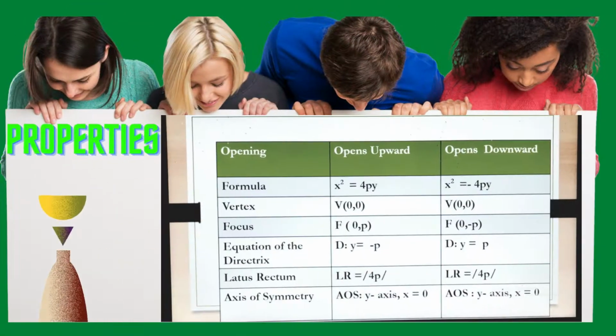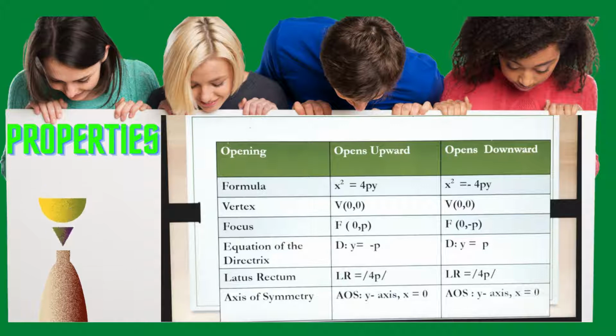Okay, so let us now discuss the properties of a parabola that opens upward and downward. Using the given table, if the formula is x squared equals 4py, the parabola opens up. If the formula is x squared equals -4py, we can say that the parabola opens downward. So again, let us use the given summarized table. For the table, the vertex is at the point of origin, the focus is at 0, p, directrix y equals -p, LR 4p, and the axis of symmetry is the y-axis, which means x equals 0.